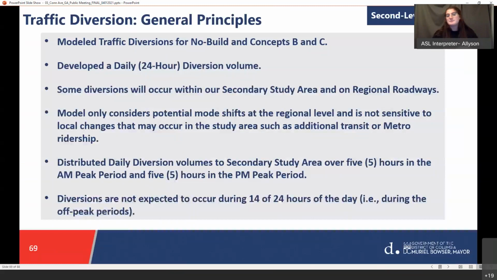Michael's going to talk a little bit about traffic diversion and level of service. Michael? Thanks, Ed. So the daily diversions were modeled for Concept B and C based on the 2045 no-build traffic volumes. A portion of the diversions will occur within the secondary study area corridors, where the rest will go to more regional roadways. The daily diversions for Concept B and C were distributed over a 5 hour peak morning period and a 5 hour peak afternoon period. So in other words, the 24 hour diversion volumes were spread over 10 hours. Since that's the change in operations with removal of reversible lanes, the remaining 14 hours of the day would remain consistent with current operations and would not include diversions. Next slide.